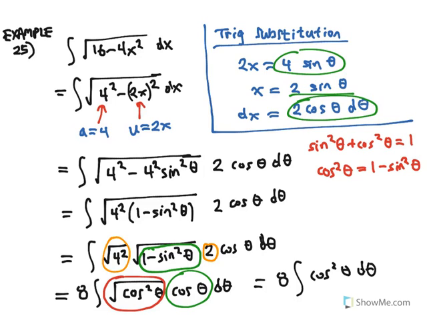Our original variable of integration is x. So now we have to use our trigonometric substitution to go back to x. Our trigonometric substitution is 2x is equal to 4 times sine theta, or if you divide both sides of the equation by 2, x is equal to 2 times sine theta. We can write that as sine theta is equal to x divided by 2.